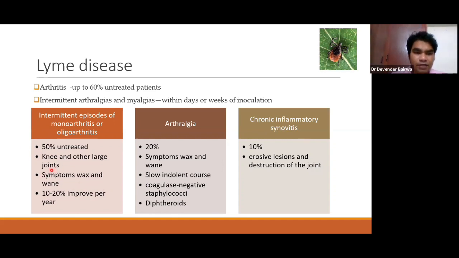That's why I was telling that mostly these spirochetal infections present with intermittent recurrent arthritis. And then if we don't treat them, 10 to 20% of patients will improve by themselves per year. Then 20% of patients can present with non-specific arthralgia. And in these non-specific arthralgias also, the symptoms will wax and wane with time.